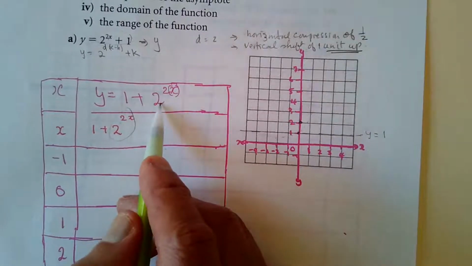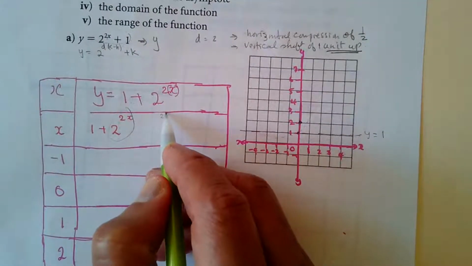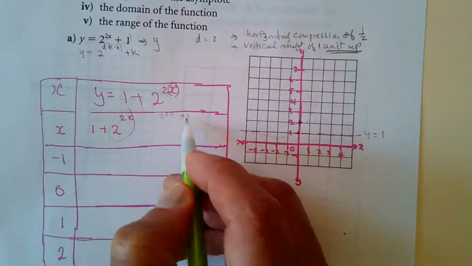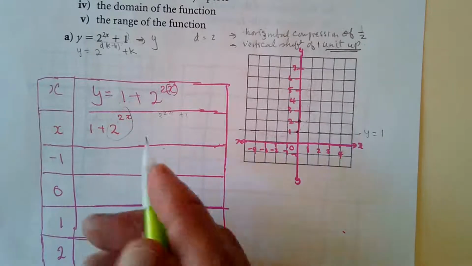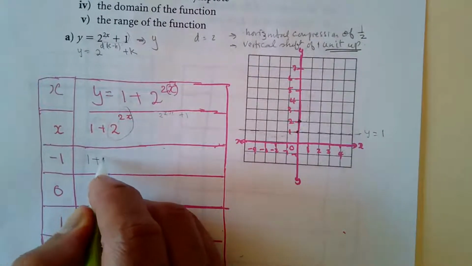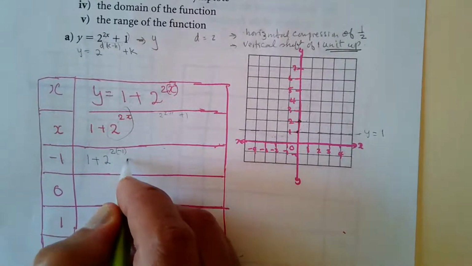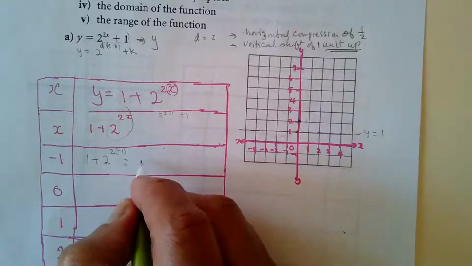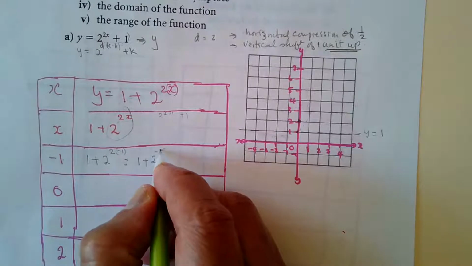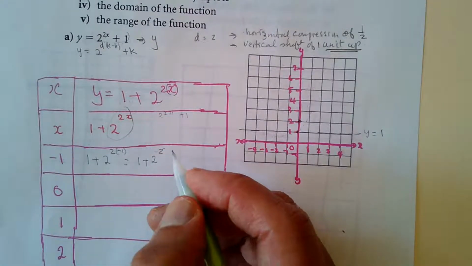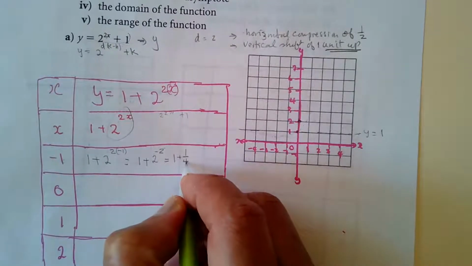If you're happy with it as it is here, that's okay. You could have written this as 2 to the power 2x plus 1. You'll have the same result. I just changed it to make it look much easier to follow. So now I have 1 plus 2 to the power negative 1 here, which gives me 1 plus 2 to the negative 2, which is equal to 1 plus 1 over 4.